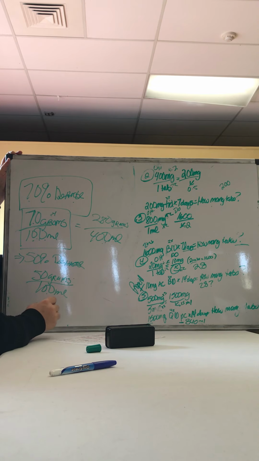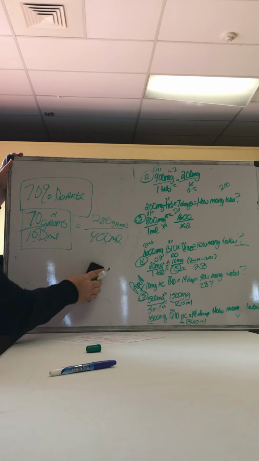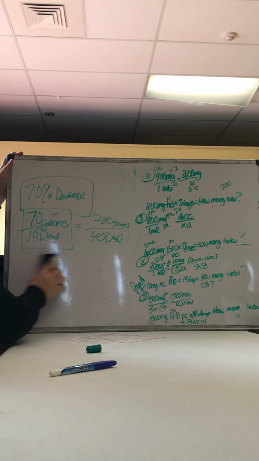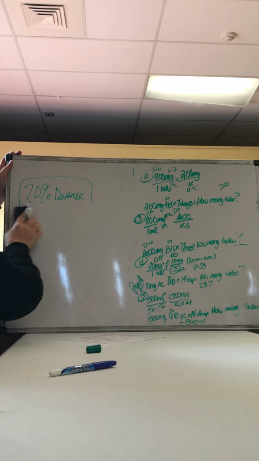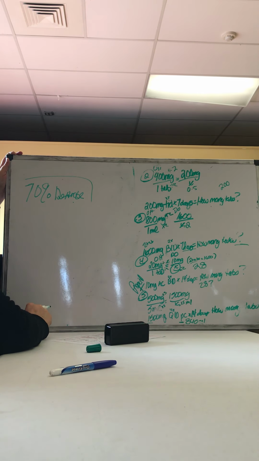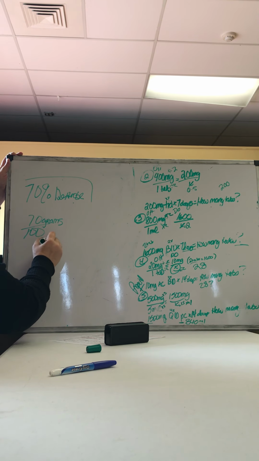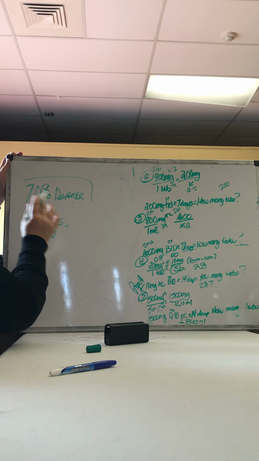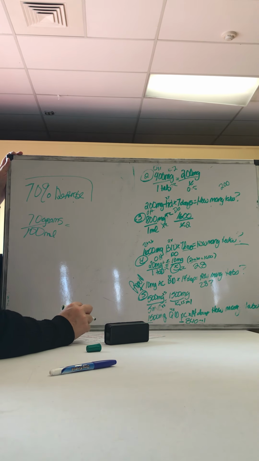So let's read the problem. The problem is 70% dextrose. They're already telling us we got 70% dextrose, so we already know that's 70 grams in 100 milliliters. That's that solution back there somewhere. The question is, how many grams are in 50 milliliters of the solution?